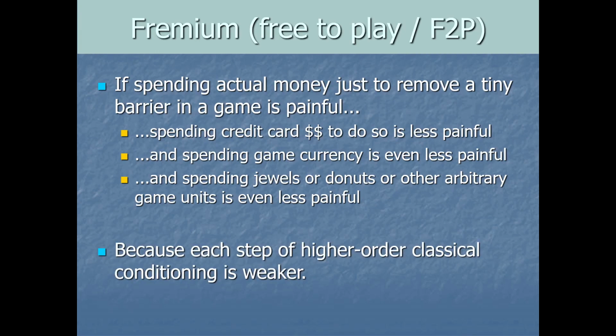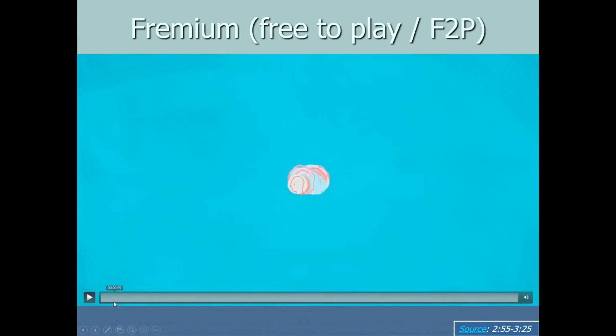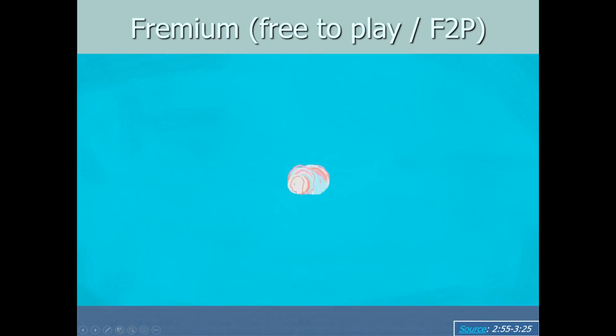This works because each step of higher order classical conditioning is weaker. Our brain doesn't keep up with the conversion, and we don't feel the pain of spending $15 on in-game jewels or something like that, the same as we would spending $15 worth of cash. Now, let's put it this way.